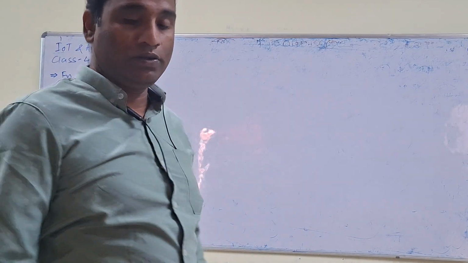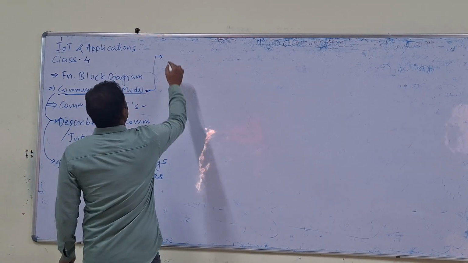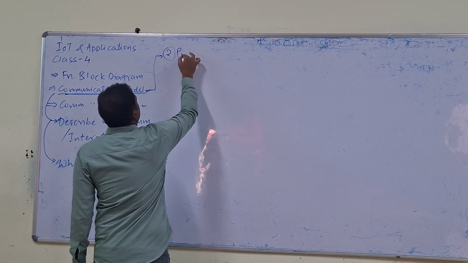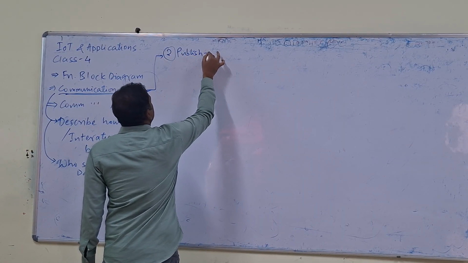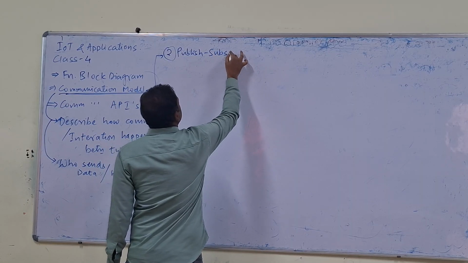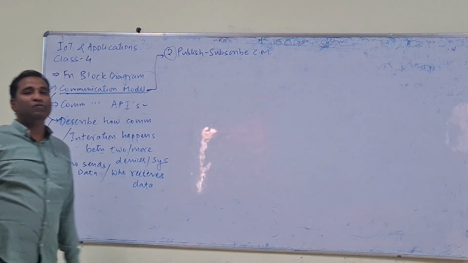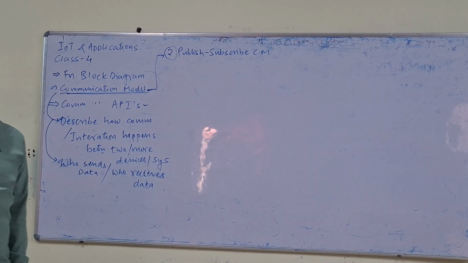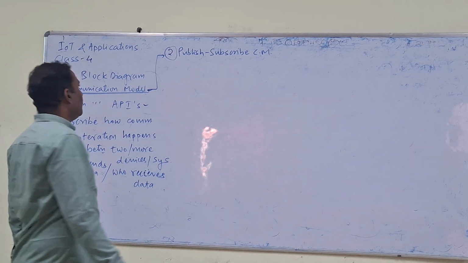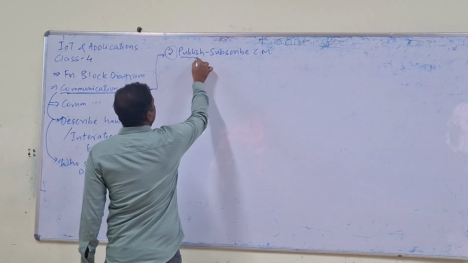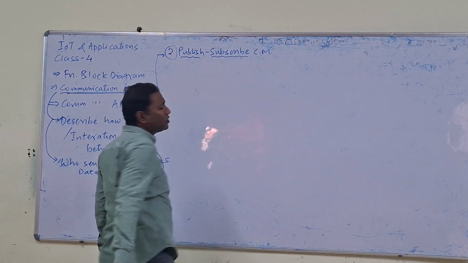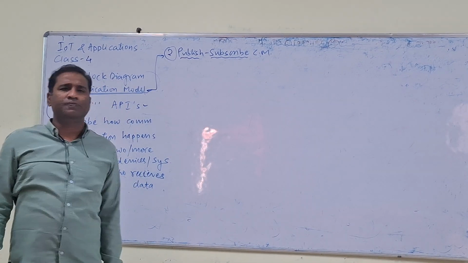So yesterday I have given these different types. Which is the second one? Publish subscribe communication model. Right. There is some meaning in the name also. The name of the communication model: publish subscribe.